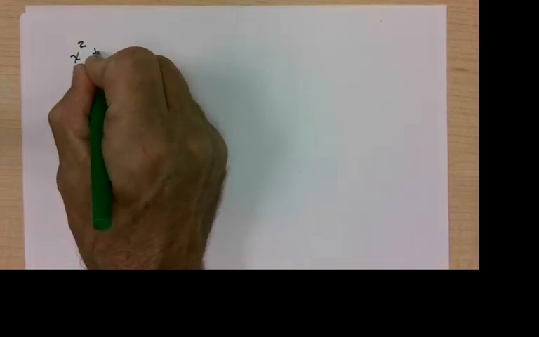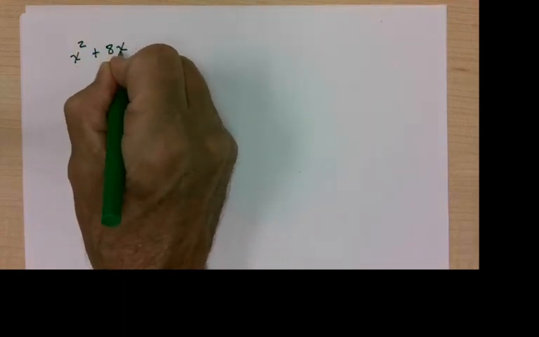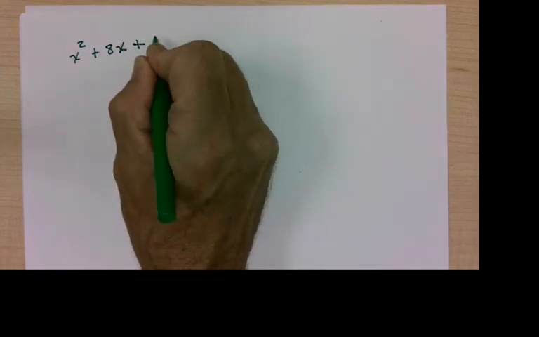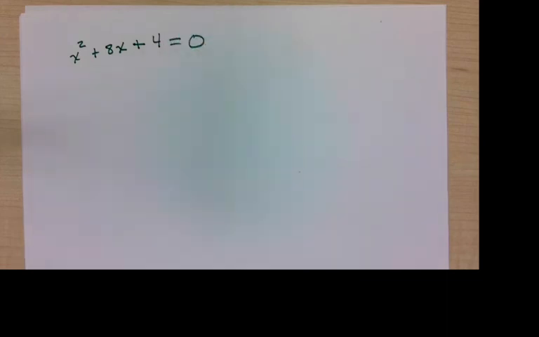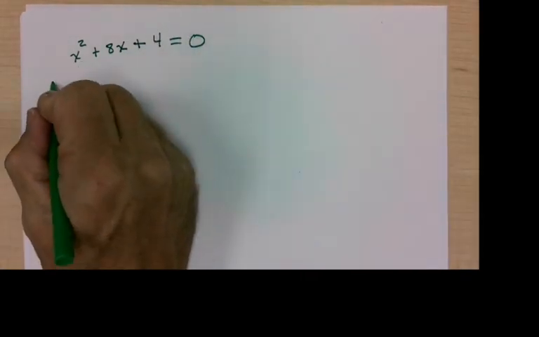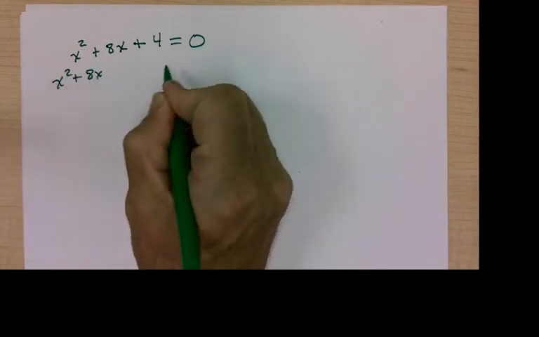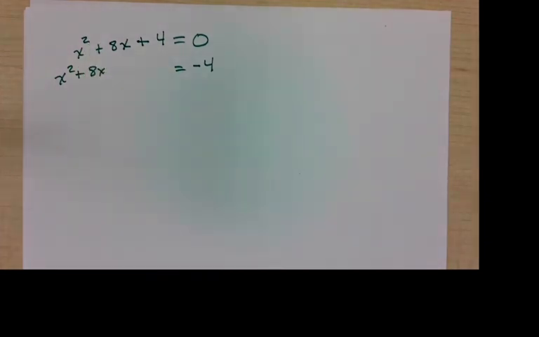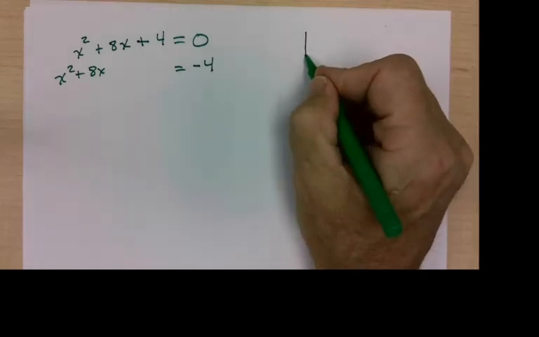So if I have something like this, x squared plus 8x plus 4 equals 0, which does not factor. So factoring is not a strategy that we can use. We need to move the 4 to the other side. x squared plus 8x equals negative 4. We recognize it is a quadratic, therefore we should have two solutions. We need to create a square to complete.